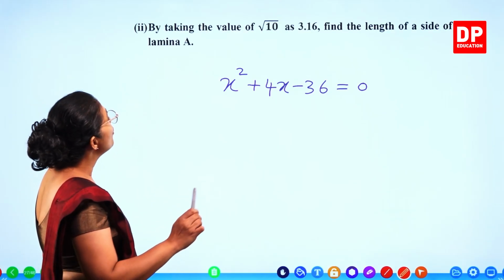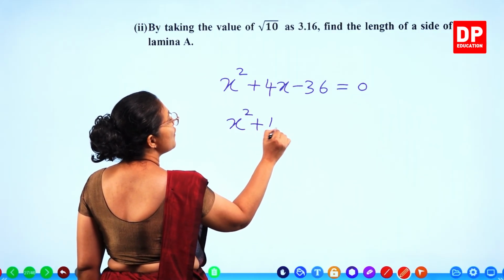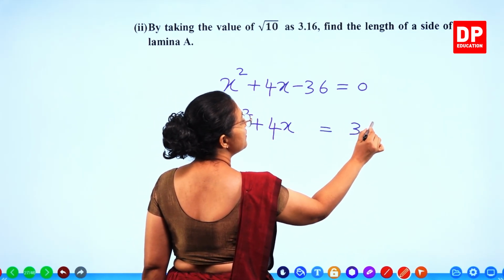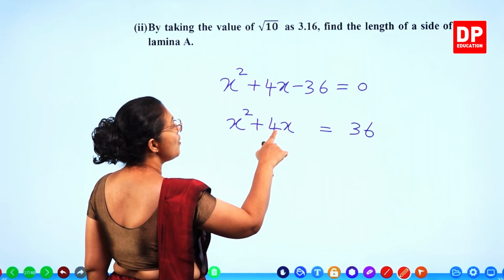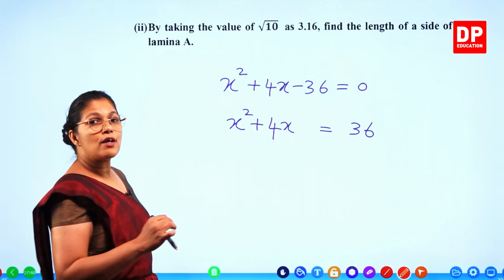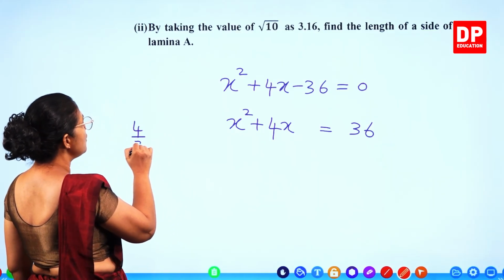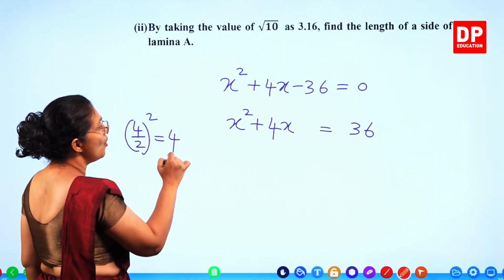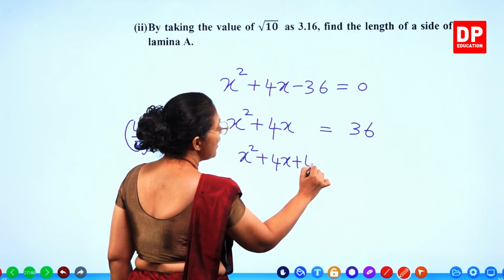So let's use the completing square method. How do you find the x value? You keep these two terms and take 36 to the other side. Minus 36 becomes 36. Then you have to add a constant to get a square term. How do you find the constant? You divide the x term by 2 and square it. So 4 divided by 2 is 2, 2 squared is 4. So that means you have to add 4 to get a square term.